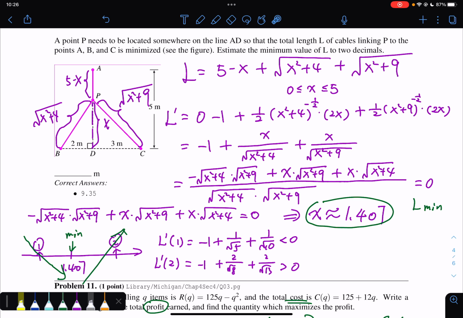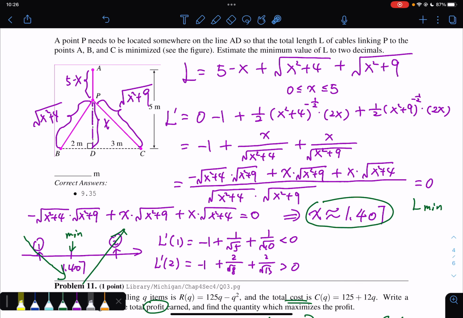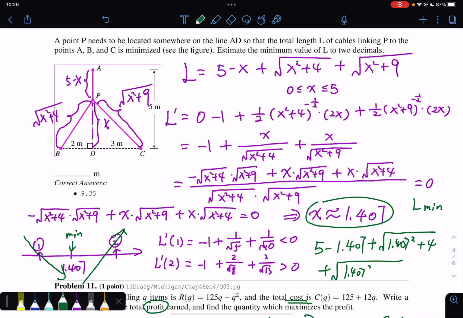However, the question didn't ask you when it's going to be minimal. It asks you what exactly is the minimum value. So you're going to plug this back into your L function to find it out. So you're going to say what exactly is 5 minus 1.407 plus square root of 1.407 squared plus 4 plus square root of 1.407 squared plus 9. What exactly is that? So let me try to do the calculation with my calculator.